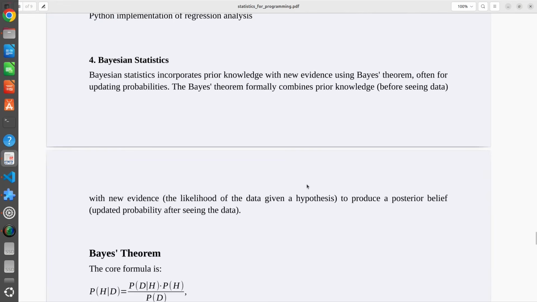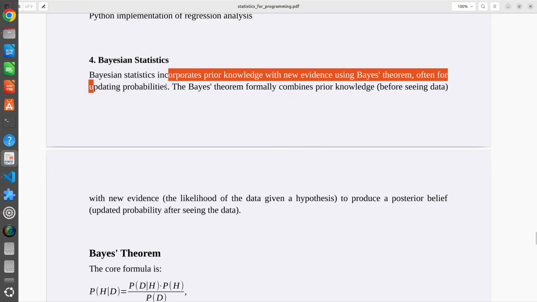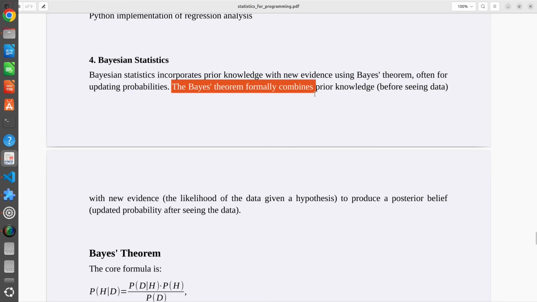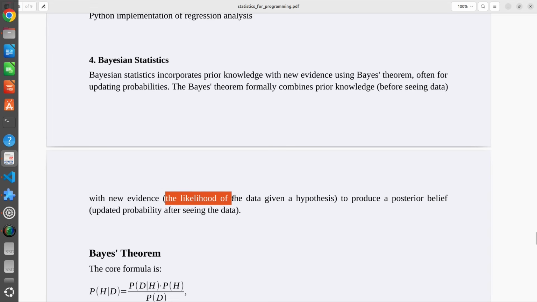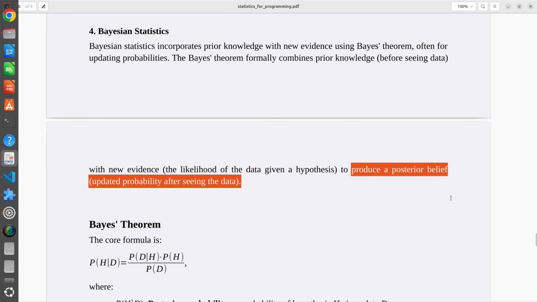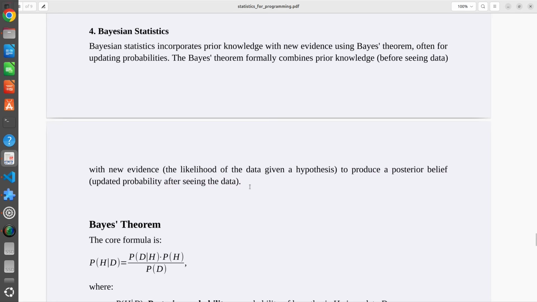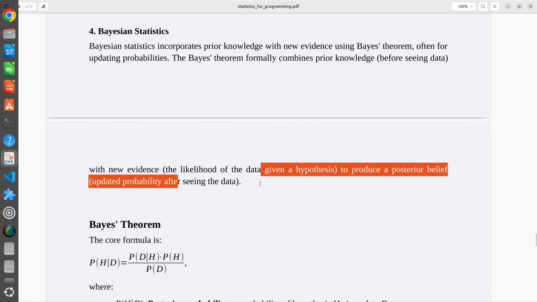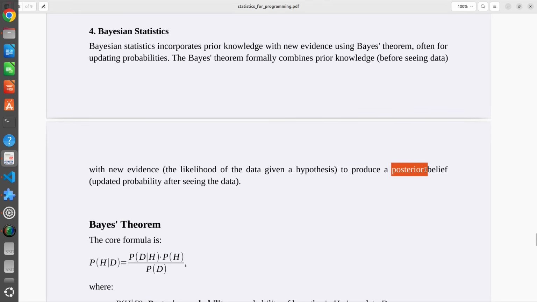So let us talk about another section called Bayesian statistics. So what is the meaning of Bayesian statistics? Let us see. It incorporates prior knowledge with new evidence using the Bayes theorem. So it is usually used for updating probabilities. And the Bayes theorem would formally combine the prior knowledge, that means the knowledge before seeing the data, with new evidence, which means the likelihood of the data given a hypothesis, okay? So we can use these pieces of information to produce a posterior belief, which is also called the updated probability after seeing the data, okay? That means if we have some prior knowledge, and if we also have some new evidence, we can combine these things together to update our probability, okay? And the updated result is called the posterior probability, okay?